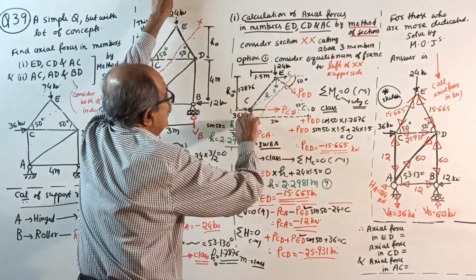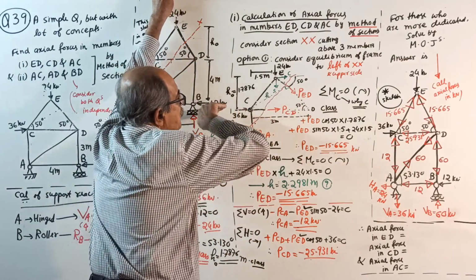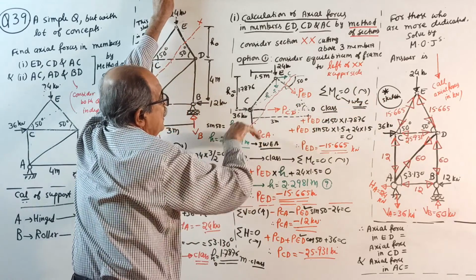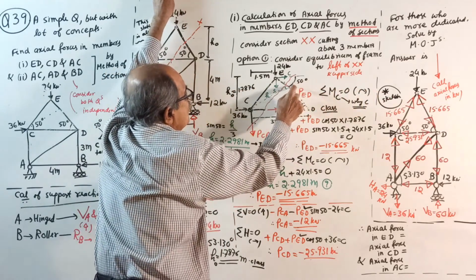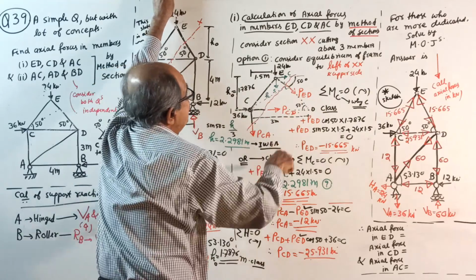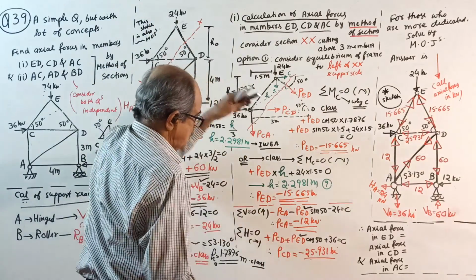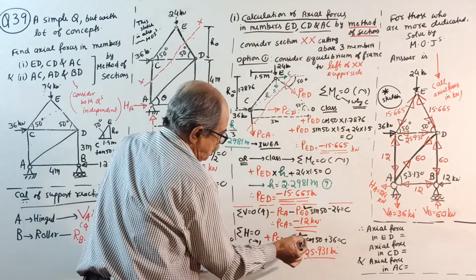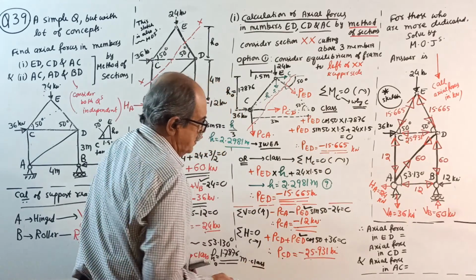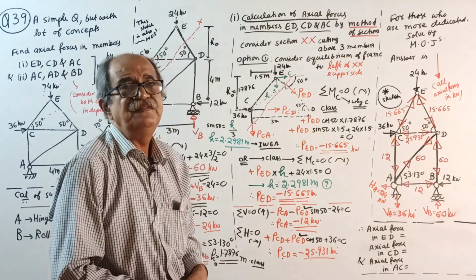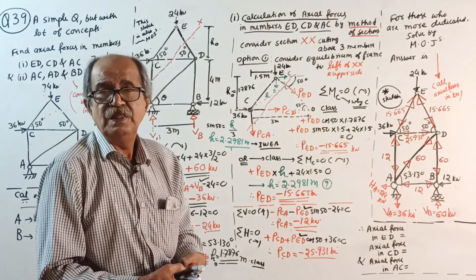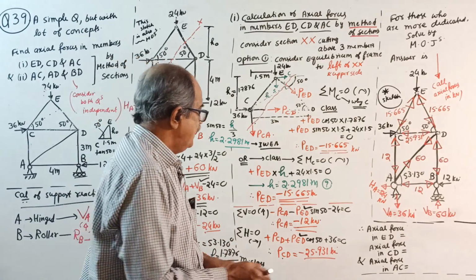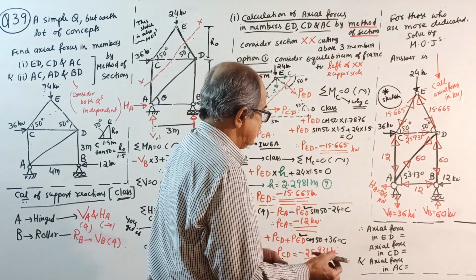Sigma H equal to 0. Unknown is which one? This one. Plus PCD plus PED cos 50 plus 36 equal to 0. You know the value of PED already. Substitute that value. PCD will come minus 25.931 kilonewton. So now write the last answer.